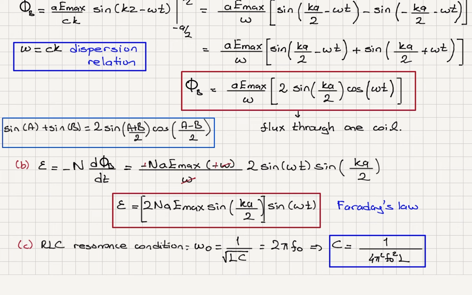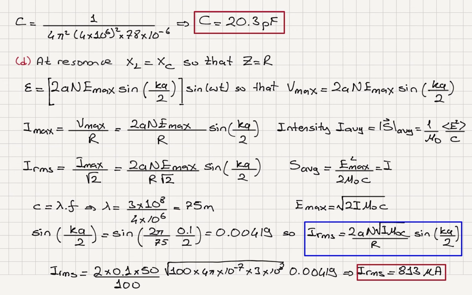The resonance condition is satisfied when the angular frequency is 1 over square root LC, which gives the capacitance value required to obtain the resonance. So we can substitute the numbers. At resonance, the impedance is equal to R. So I max is V max over R. I RMS is I max over square root 2, so V max over R square root 2. And V max is 2AN E max sine Ka over 2, the amplitude of the induced EMF.